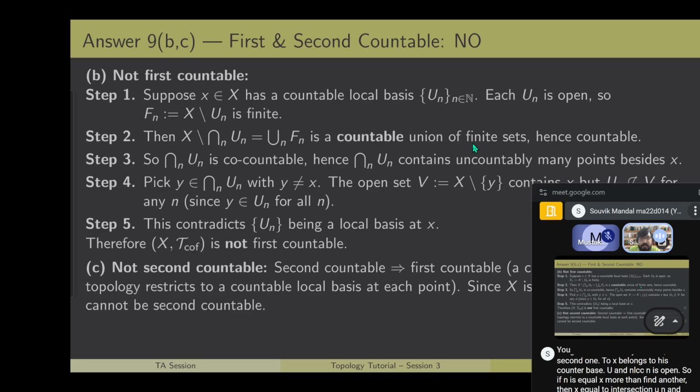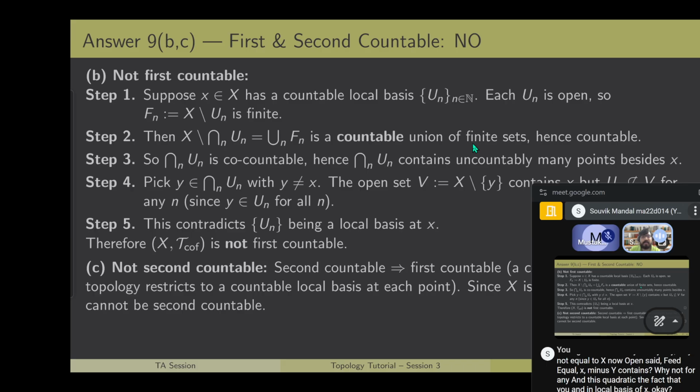Now the intersection of Un is co-countable, so it contains uncountably many points besides x. Choose a y belonging to the intersection of Un with y not equal to x. Now the open set V equal to X minus {y} contains x, but y does not belong to V, and this contradicts the fact that Un is a local basis at x. Therefore (X, tau) is not first countable, and even not second countable.